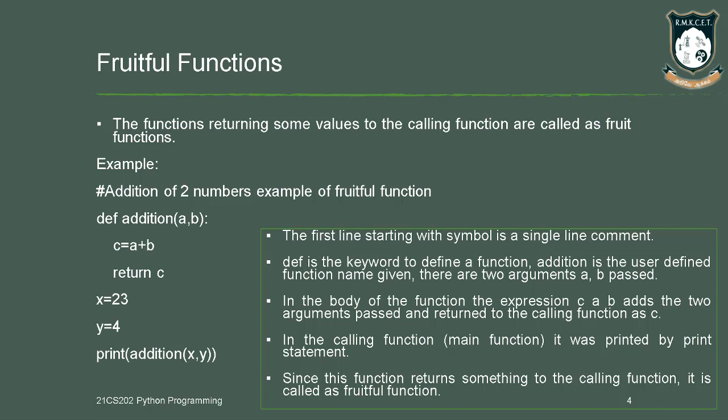Then we return the value back to the function call. Next, in the main function or the function call, we get the value from the function and print it. Here we are returning a value from the function, getting the result and passing it back to the function call. These types of functions are said to be fruitful functions.